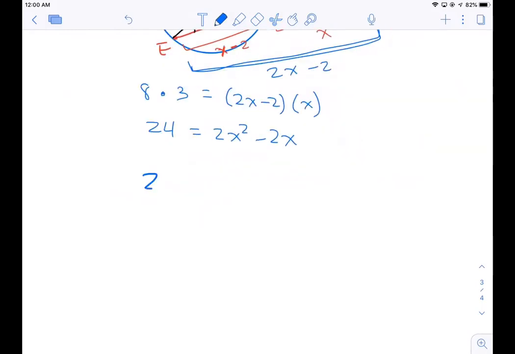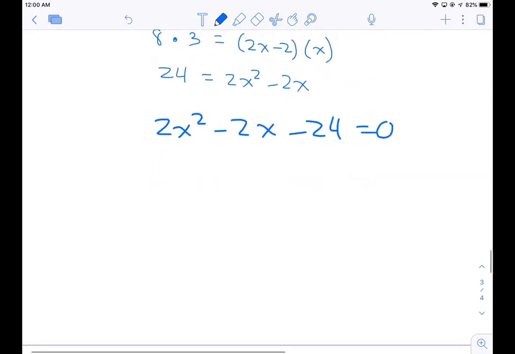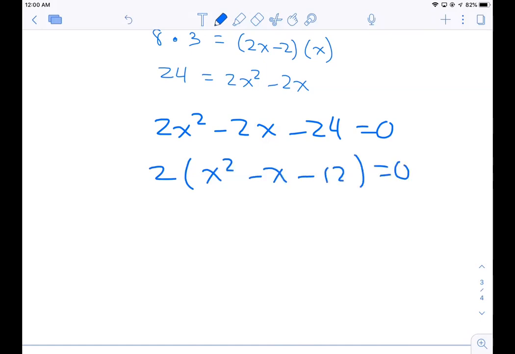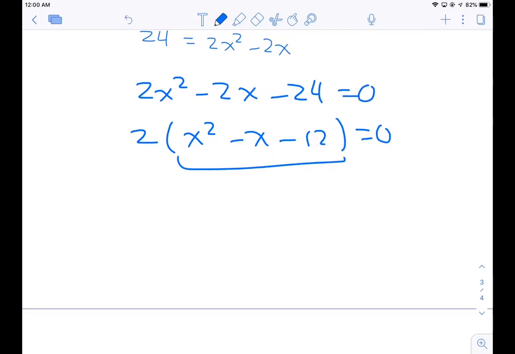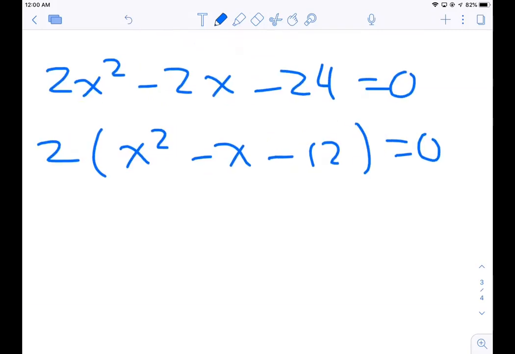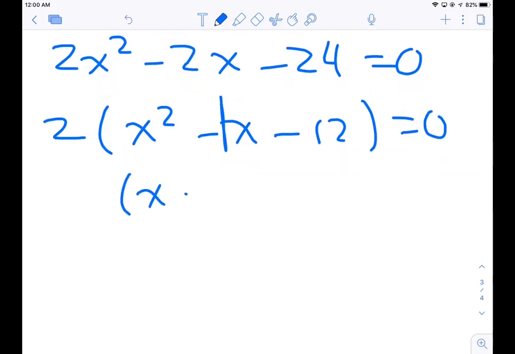So set this puppy equal to 0, and let's factor out a 2. You can also divide everything by 2 in an equation, right? You can divide both sides by 2, and that's fine. That'll keep the equation balanced. I like factoring out a 2. Doesn't matter how you do it. We're left with X squared minus X minus 12. How do we factor this? What multiplies to -12 and adds to -1, right? That's going to be X minus 4 and X plus 3.